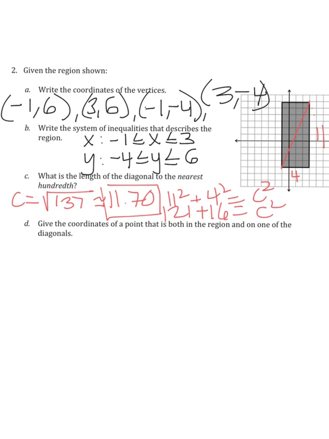Give the coordinates of a point that is both in the region and on one of the diagonals. It looks like -2 may work.